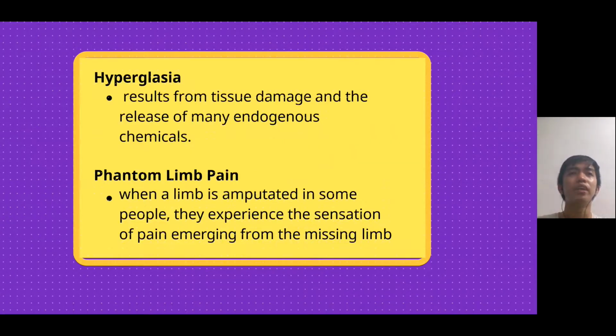syndromes. First is hyperalgesia. This results from tissue damage and release of many endogenous chemicals. Next is phantom limb pain. When a limb is amputated, in some people they experience a sensation of pain emerging from the missing limb.